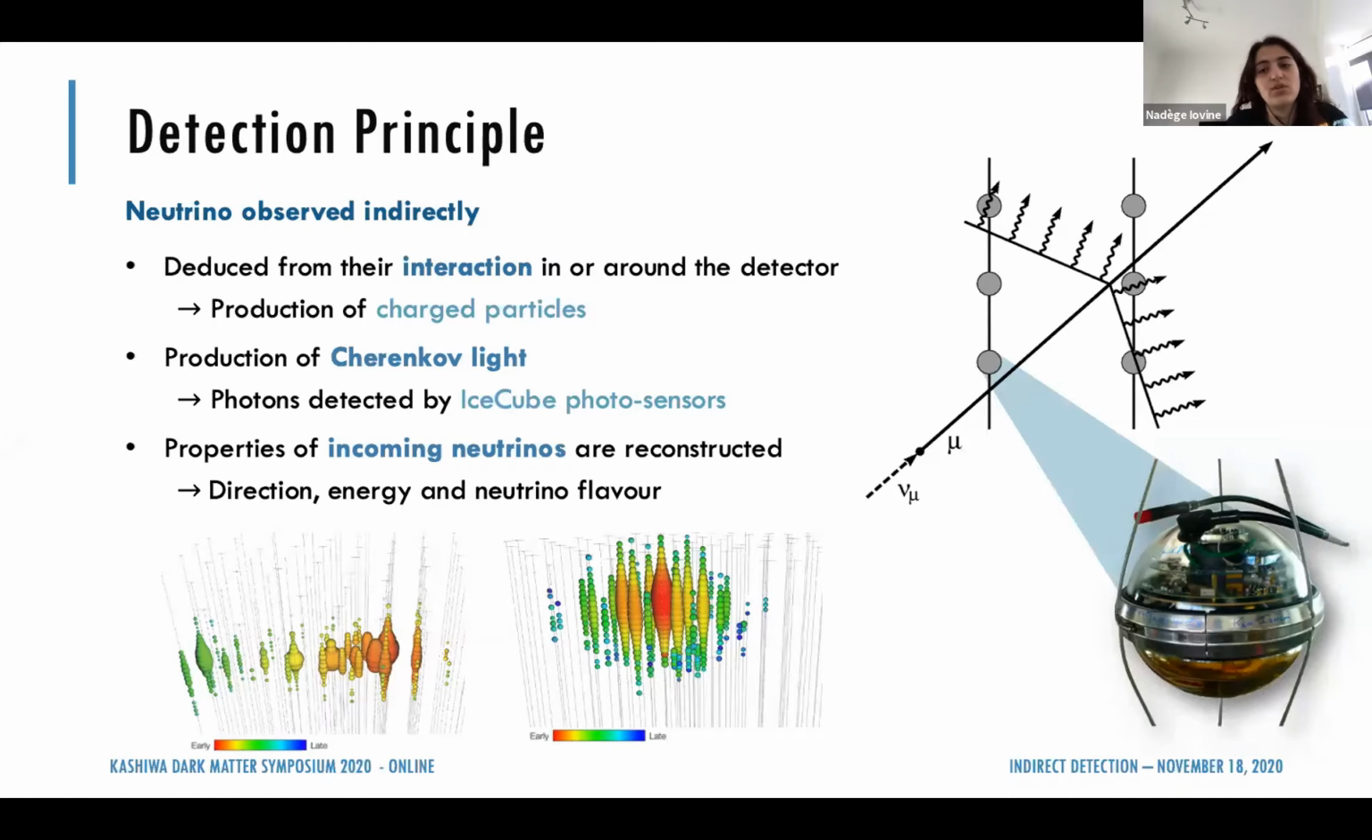So neutrinos are only observed indirectly as they are deduced from their interaction in or around the detector. This will produce charged particles, which would emit a burst of light as they travel through the ice. And this burst of photons can then be detected by IceCube photosensors, and we can reconstruct some of the properties of the incident neutrinos, such as the direction, the energy, or the neutrino flavor.